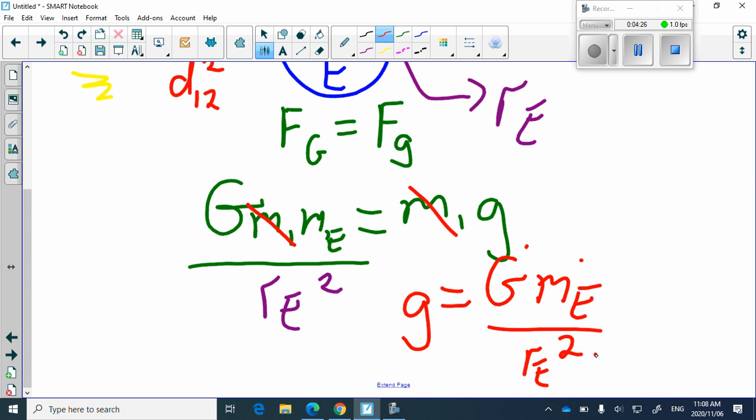What must that number be? Yes, Lonnie? 9.8 newtons. It has to be 9.8 newtons per kilogram. And you try it, that's what you'll get.